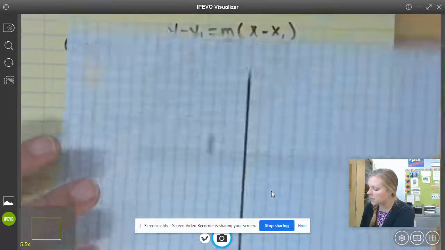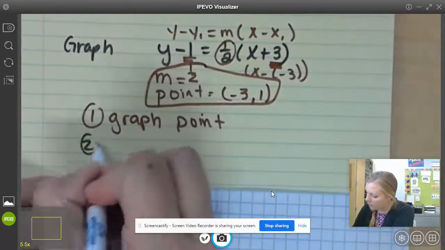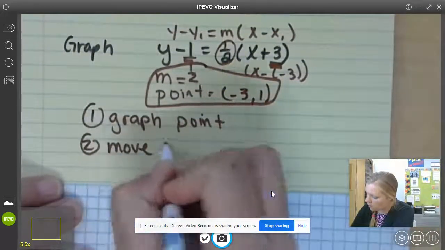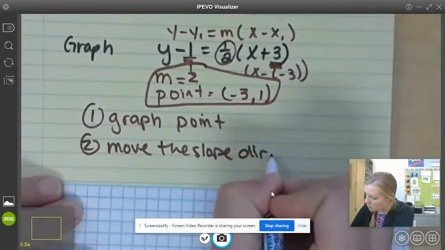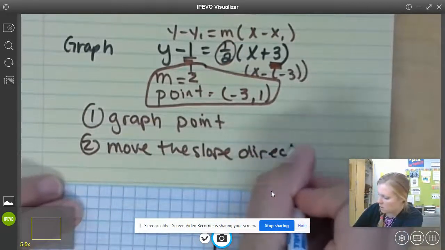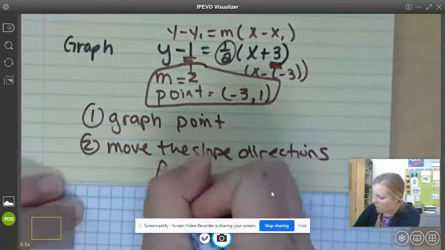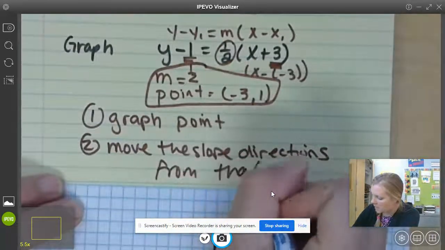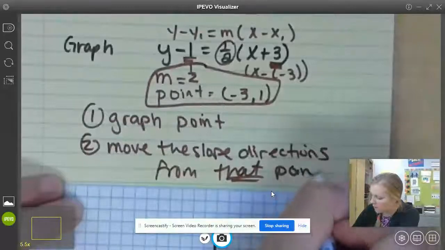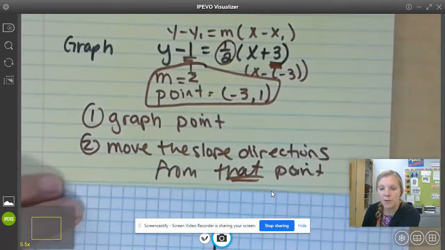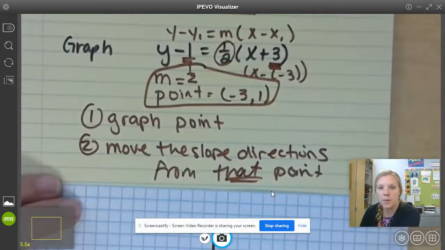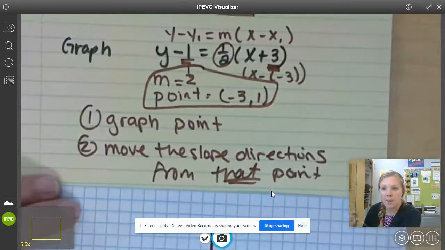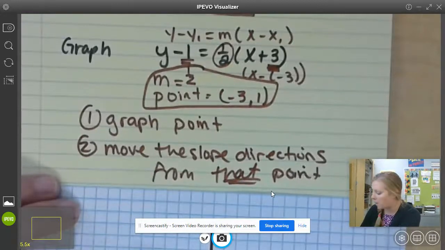So there's my point. And then from the point, we're going to move the slope. Whatever the slope directions are, move the slope directions from that point. From the point I found, I have to do what the slope says. So from slope-intercept form, I go from the y-intercept. For point slope form, I'm going to move the slope from the point.